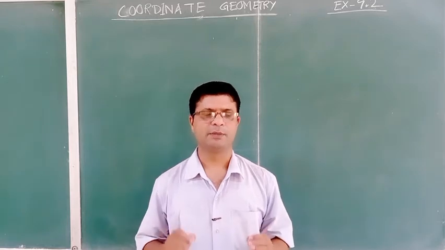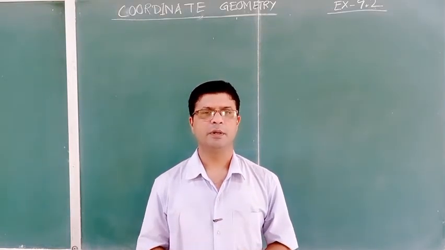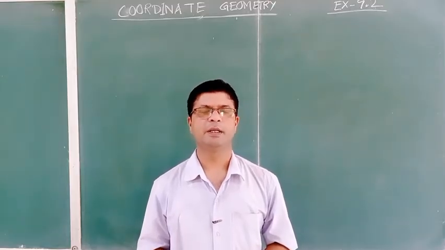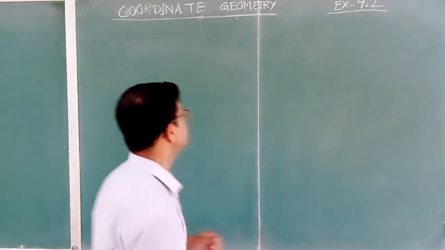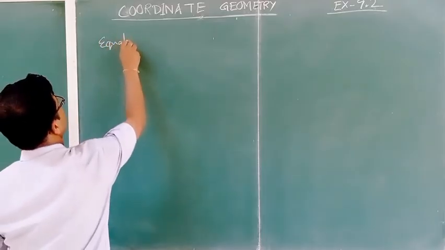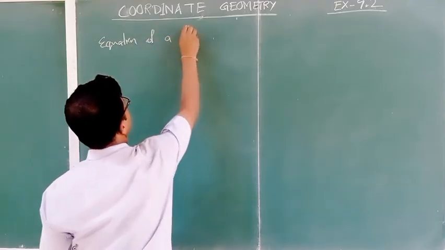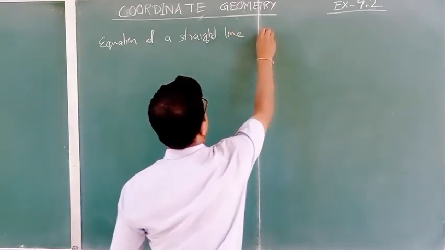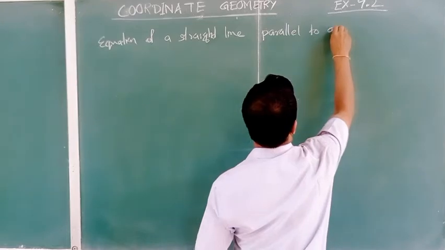So by this we understand that if we want to represent a line, we have to prepare the equation of it. Today we shall learn about the equation of a straight line. In class 9 in general mathematics you have got this concept, that is the equation of a straight line parallel to any axis.